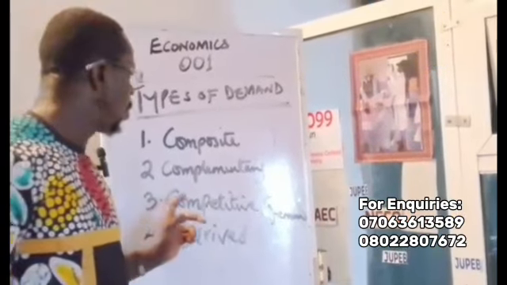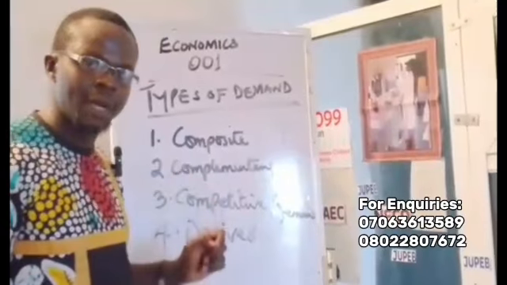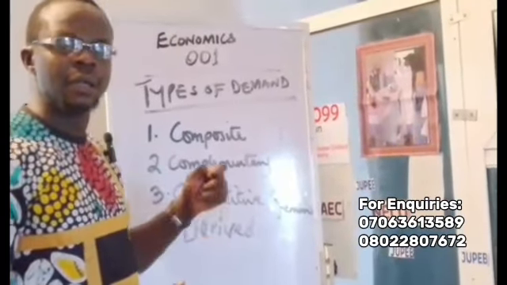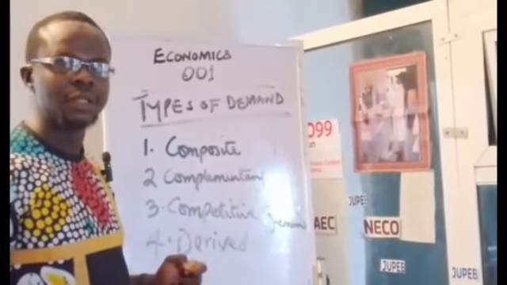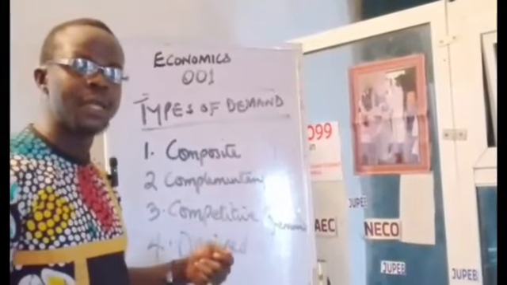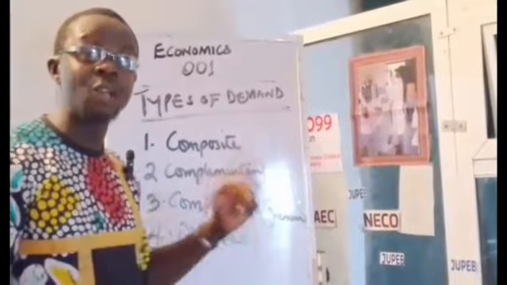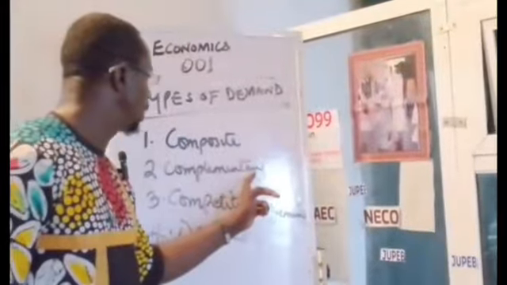Another good example of two commodities that are in joint demand is, take for instance, the battery of a handset and the handset itself. Or you can talk of toothpaste and toothbrush. The two commodities are in joint demand because you can't use one in isolation.